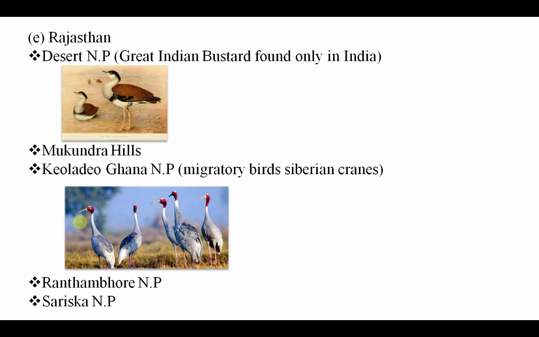Second, Mukundra Hills National Park. Third is Keoladeo, a very famous bird sanctuary. Siberian cranes also come there, migratory birds. Fourth is the Ranthambore National Park, and fifth is the Sariska National Park. Both Sariska and Ranthambore are famous for tigers. So Desert National Park, Mukundra, then Keoladeo, then Ranthambore and Sariska. These are the five important national parks from Rajasthan.